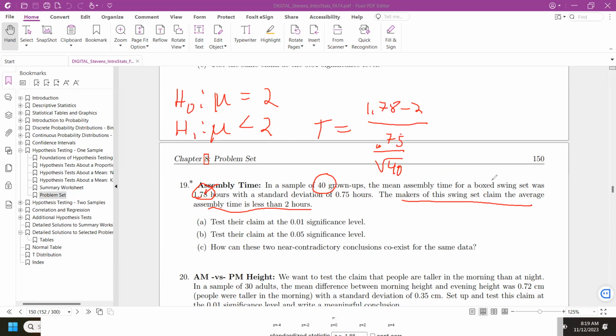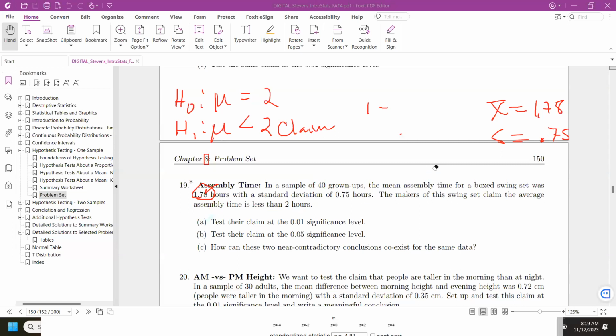I need to remember, before I leave this page, I think I've got everything there. I've got X bar equals 1.78. I know the sample standard deviation is 0.75. Notice I'm not really worried about the answer to that calculation. The applet will do that for us. Let me erase some of this stuff. One other thing I neglected to do is mark that this is the claim.